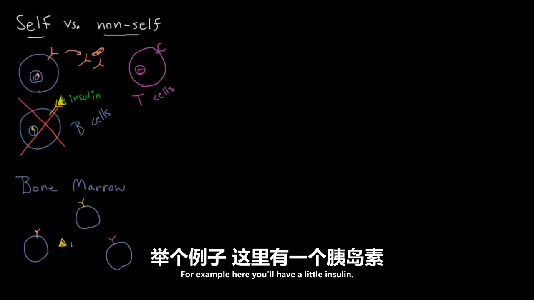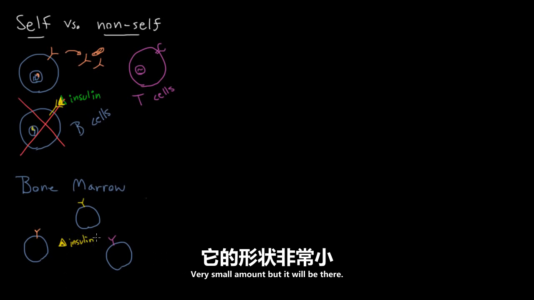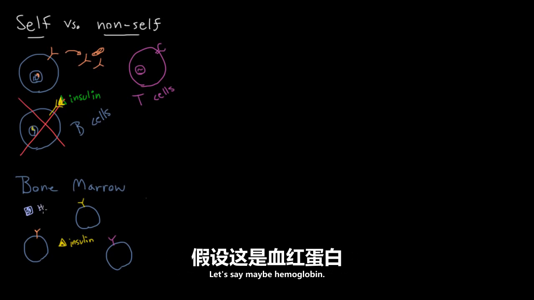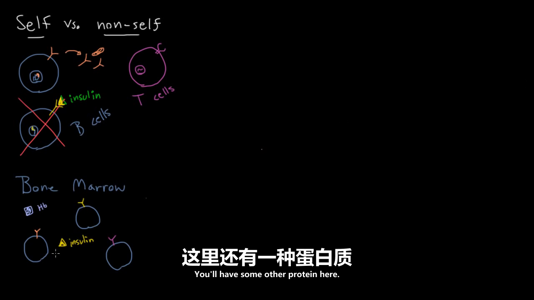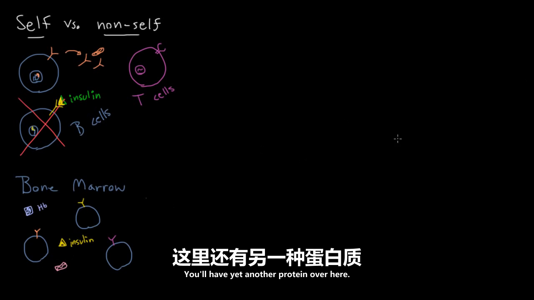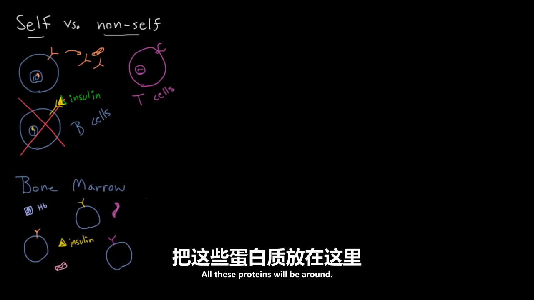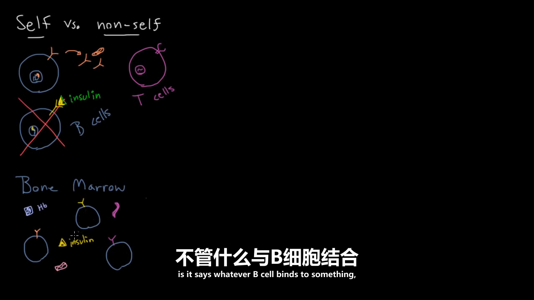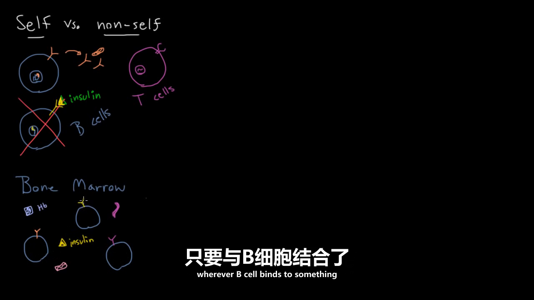So, for example, here you'll have a little insulin, a very small amount, but it'll be there. You'll have a little bit of some other protein, let's say maybe hemoglobin. You'll have some other protein here, and yet another protein over here. And so all these proteins will be around. What your body does at this stage in development is it says, whatever B cell binds to something with its B cell receptor in the bone marrow will be killed.